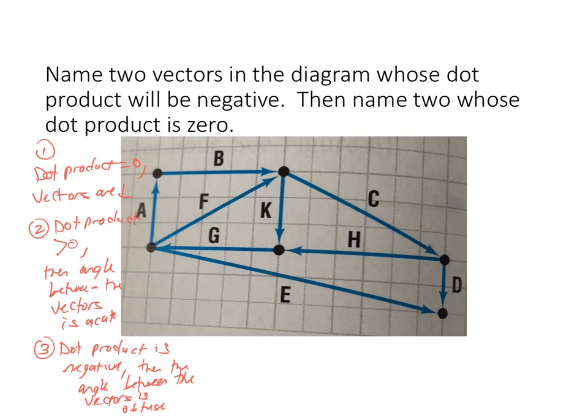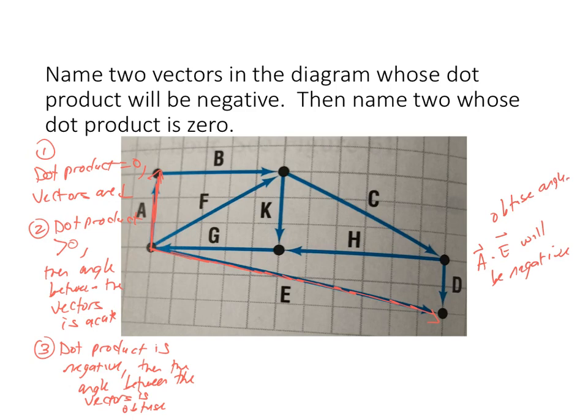So if we want a negative dot product, all we need to do is find two vectors where the angle between them is obtuse. So let's say, what if we pick vector A and vector E? That is an obtuse angle. So we know that A dot E will be negative because the angle between them is obtuse.